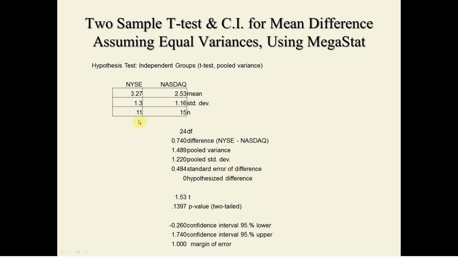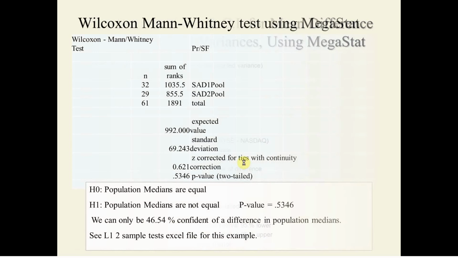So here's the output result from Megastat that you might see. All we really care about is this p-value here. What would happen if the data was not normally distributed? So if the data is not normally distributed, maybe we would use the Mann-Whitney test.